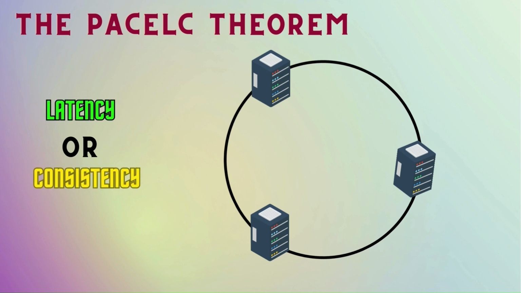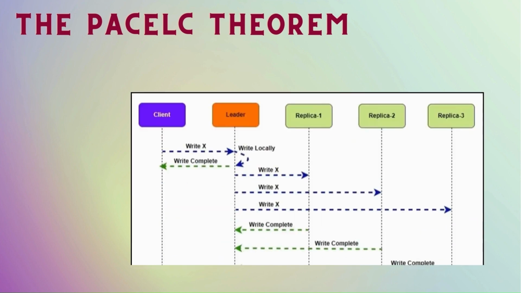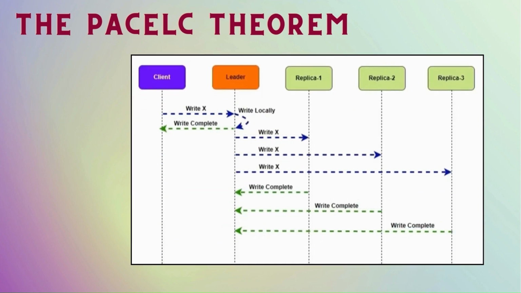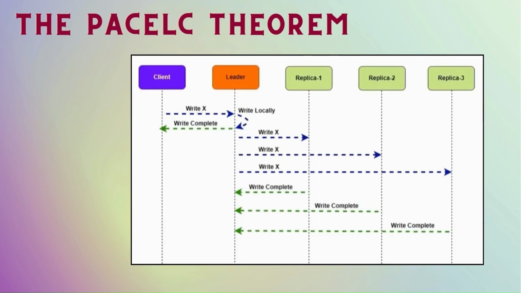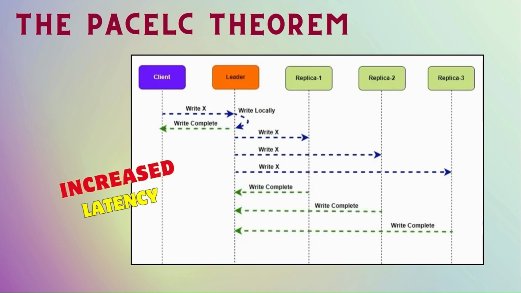When consistency is prioritized in the absence of network partition, latency tends to suffer because ensuring consistency often requires synchronous replication and coordination among nodes, which can increase the time it takes for operations to complete. To know more about synchronous replication and its impact on availability, watch our video on replication.